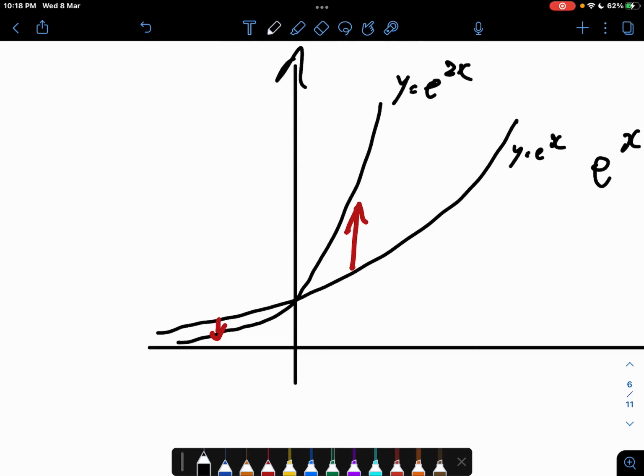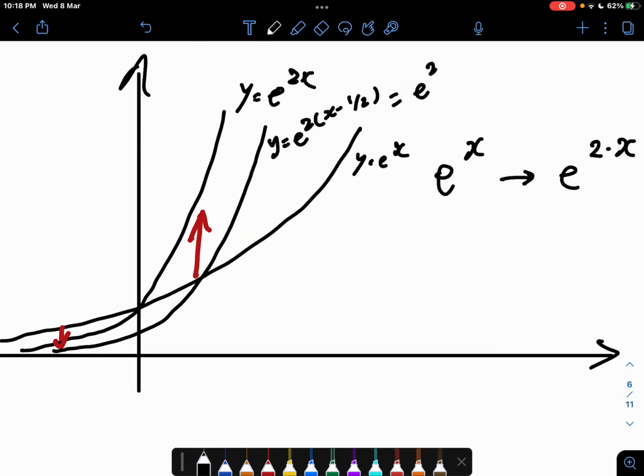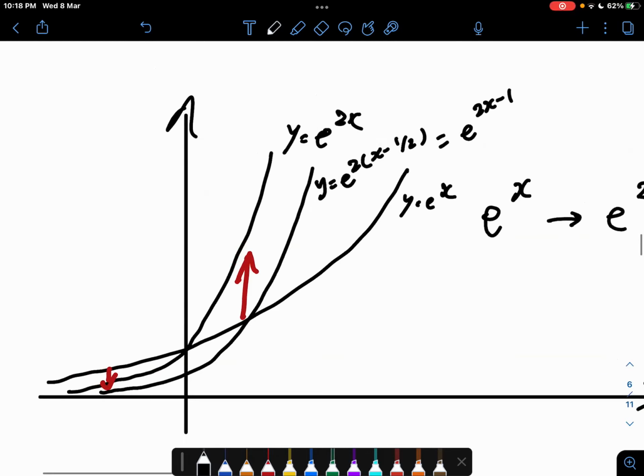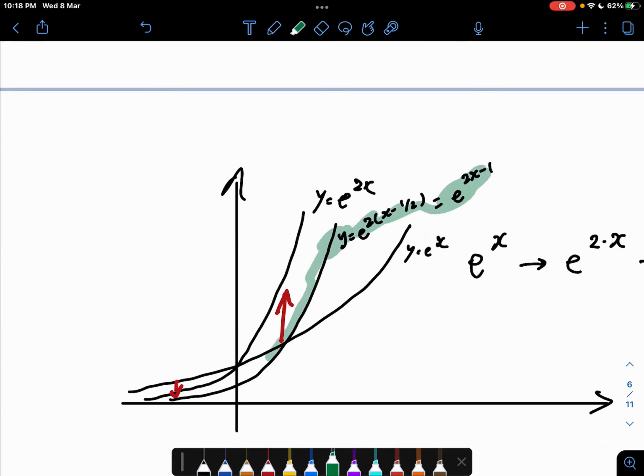But this is already going a bit beyond A-Math. It's actually H2 math already. So this becomes a new graph. y equals e power 2 times x minus half, which is actually e to the power of 2x minus 1. Let me just highlight it in green. This one is purple. That one is yellow. Good.